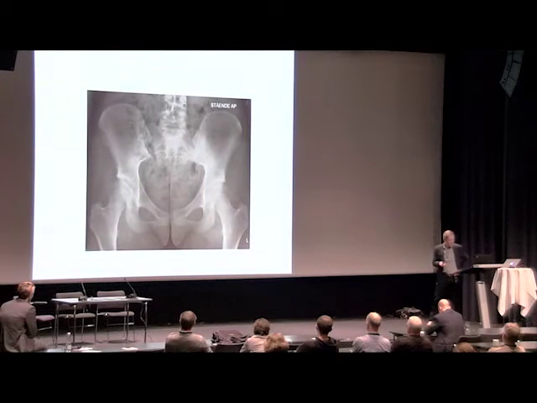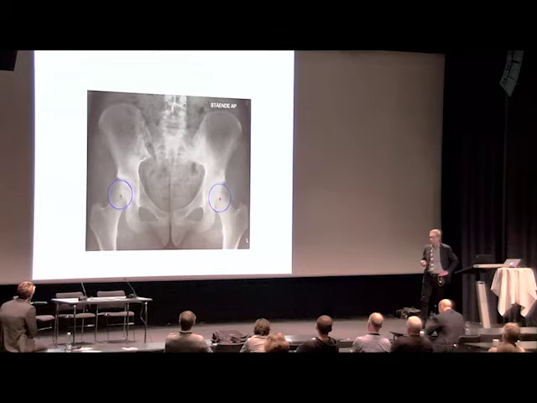Then we'll always measure the C angle, and we'll identify the circle around the femoral head at both sides, and then we'll find the center of the femoral head. And then we'll make a horizontal line and a vertical line from the center, and then the third line would be from the center towards the edge of the acetabulum, and then we'll measure this angle.